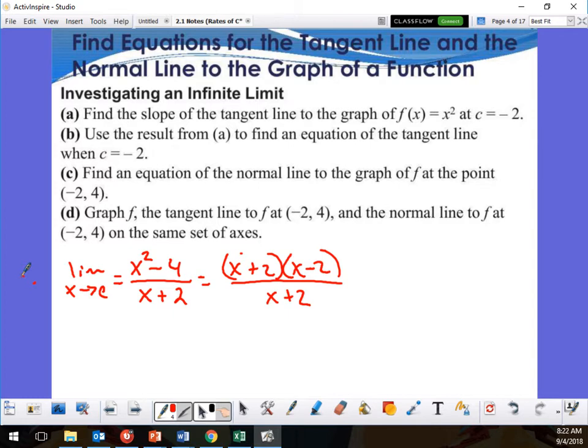Okay, so what can I do? Cancel my what? There we go, and I'm left with x minus 2, right? Okay, so now can I take the limit as it approaches c? Yes, I can. Now I can plug in that number, right? Now I can plug in the number negative 2. So if I plug in negative 2, this is going to give me what?